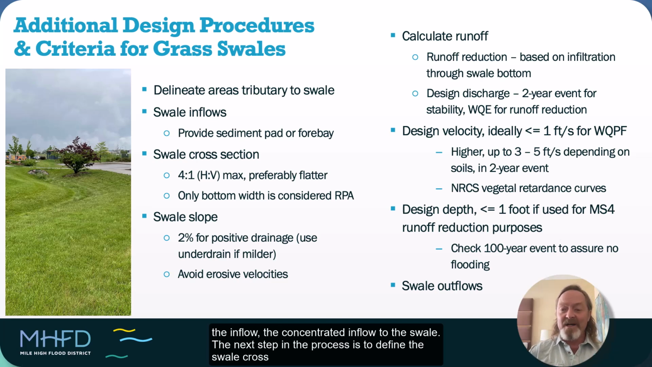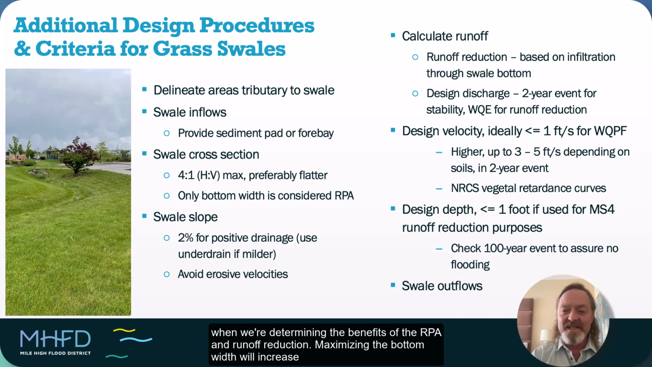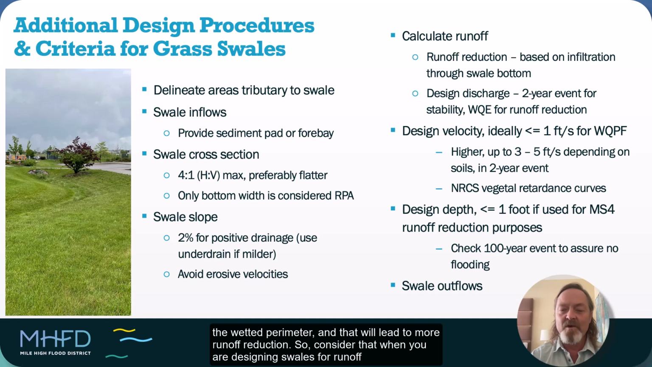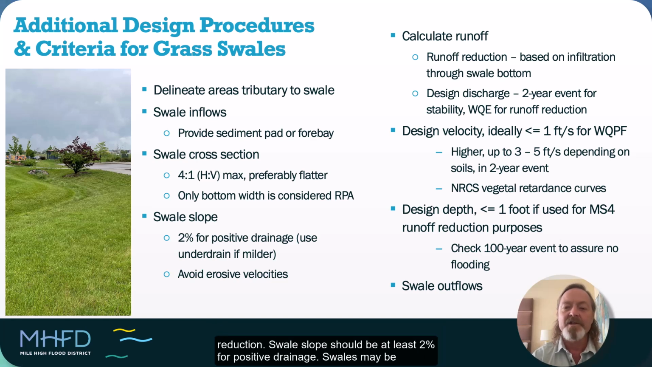The next step in the process is to define the swale cross-section. Swales should generally have a trapezoidal cross-section and should not be steeper than 4-to-1 horizontal to vertical on the side slopes, and preferably flatter. We only count the bottom width when we're determining the benefits of the RPA and runoff reduction. Maximizing the bottom width will increase the wetted perimeter, and that will lead to more runoff reduction. So consider that when you are designing swales for runoff reduction.